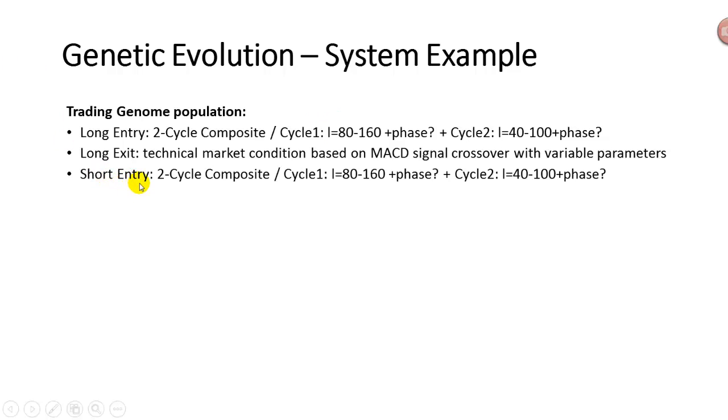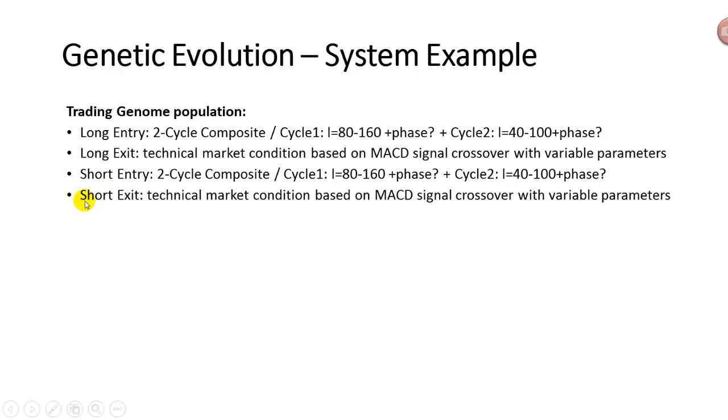For a short entry, we use another 2-cycle composite. So again, we use a long-term cycle here between 80 and 160 bars with variable phase, and the shorter term cycle in addition on top of that. So the short entry composite means that the tops of this 2-cycle composite will be used to go short the market. And the same here: we use the short exit signal by the technical market condition on the MACD with signal crossover and variable parameters, which means the genetic algorithm will mutate and cross over the genes of the variables of the MACD to find oversold markets and then exit short signals here.